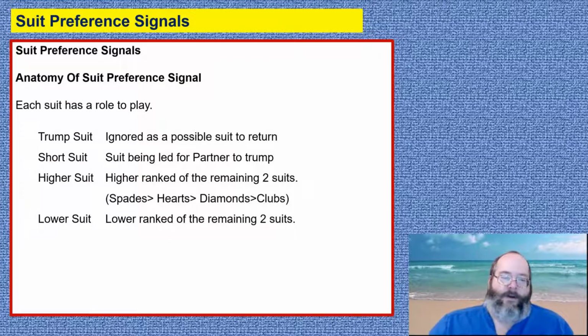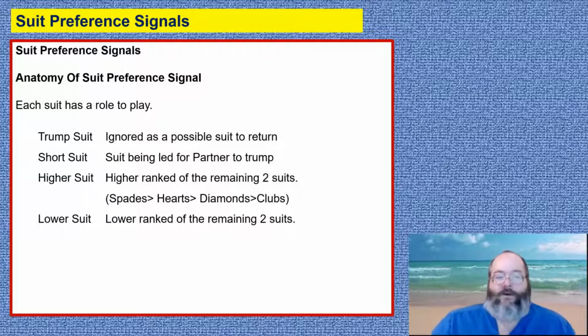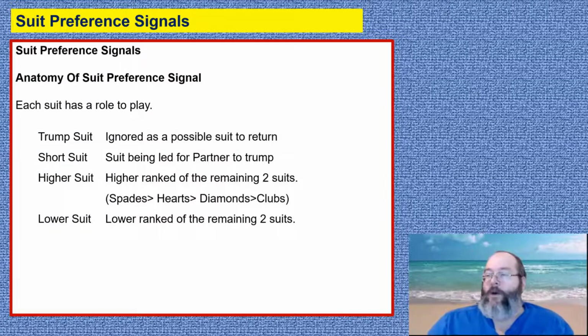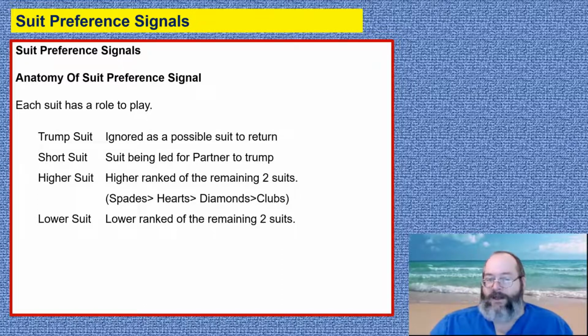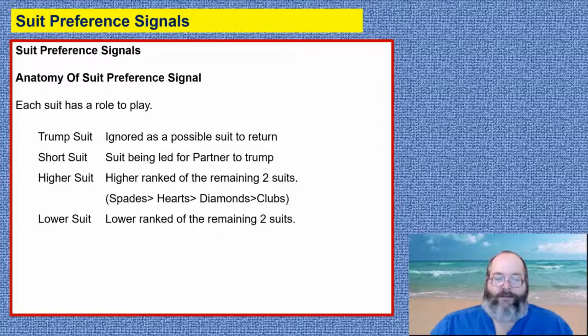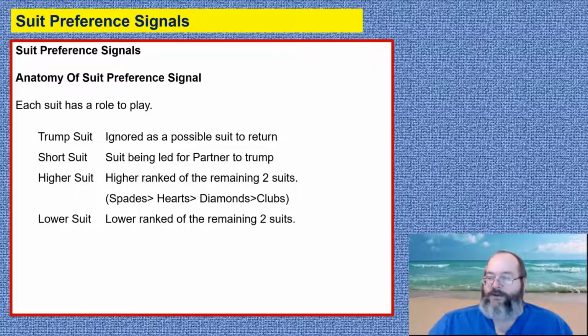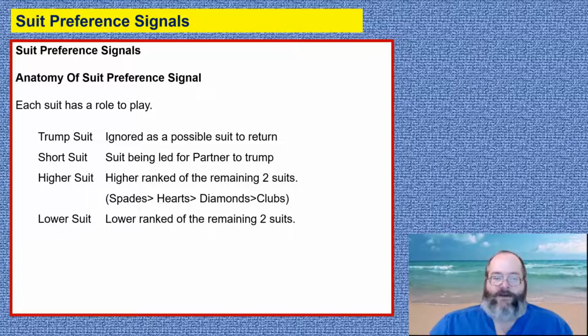All right. So how do we diagnose what to do, and how does partner diagnose what we're trying to tell them? How does a suit preference signal work? Well, there are 4 suits, and each one has a little role to play here. There's the trump suit. That's whatever the contract is, and you should know what the trump suit is at all times.